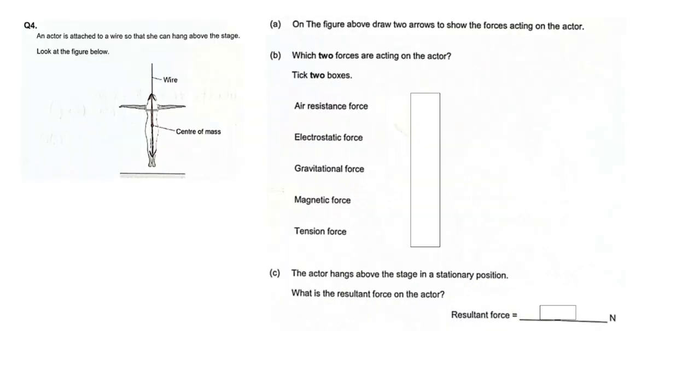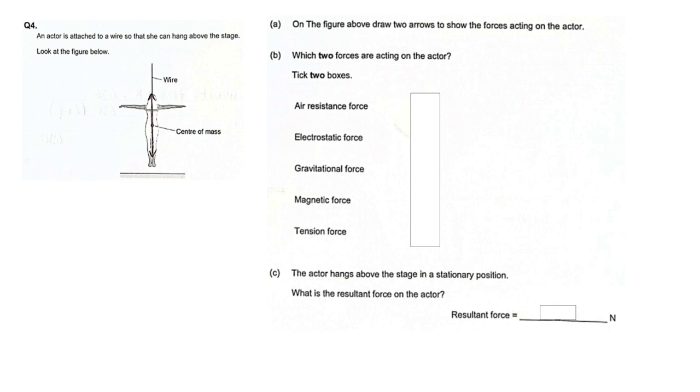Then question 4, an actor is attached to a wire so that he can hang above the stage. Draw 2 arrows to show the forces acting on the actor. So we have 1 arrow going down and 1 arrow going upwards. Which 2 forces are acting on the actor?